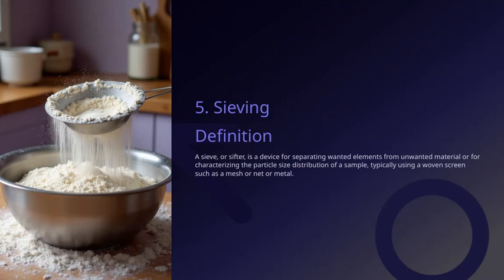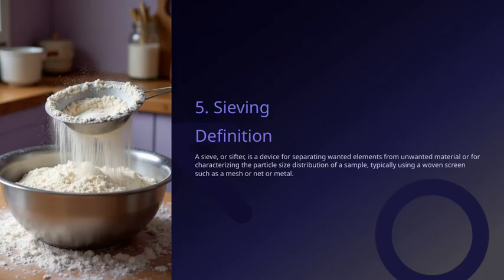Let's talk about sieving, which is a key process in material analysis. A sieve, or sifter, is essentially a device used to separate wanted elements from unwanted material. It's also useful for characterizing the particle size distribution within a sample. Typically, this is done using a woven screen, like a mesh or a net, or sometimes metal.